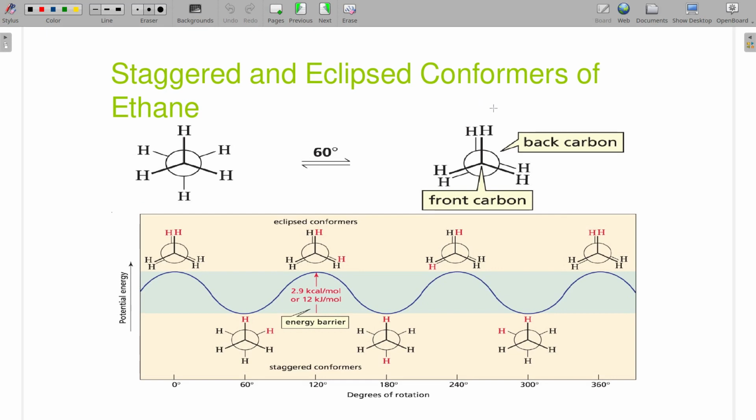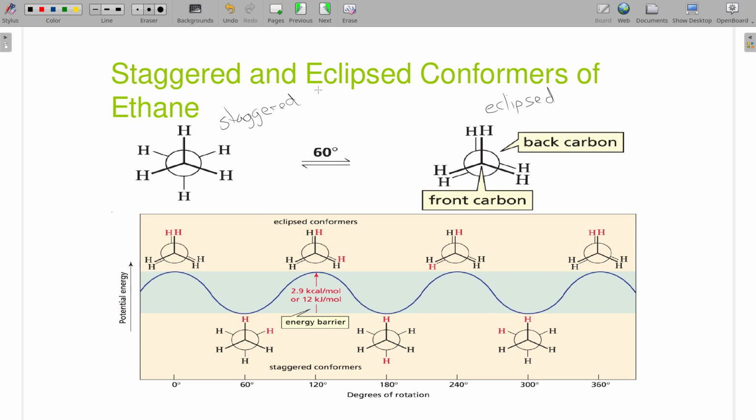Now, to keep the name simple, this is nice. How about I spell that right? Eclipsed. Staggered. I have no idea what I'm writing there. It looked like an A, and there was only one G. But staggered and eclipsed.